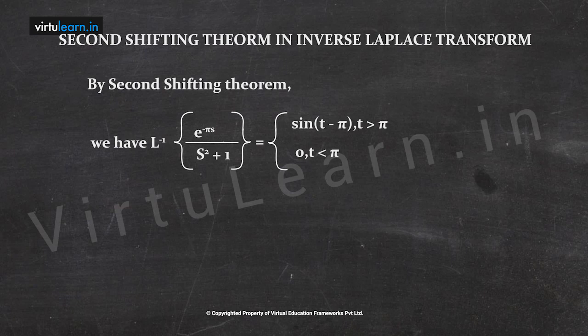So the answer is sin t plus sin of (t minus pi) for t greater than pi. This is another form. No need to do this part. This is the final answer.